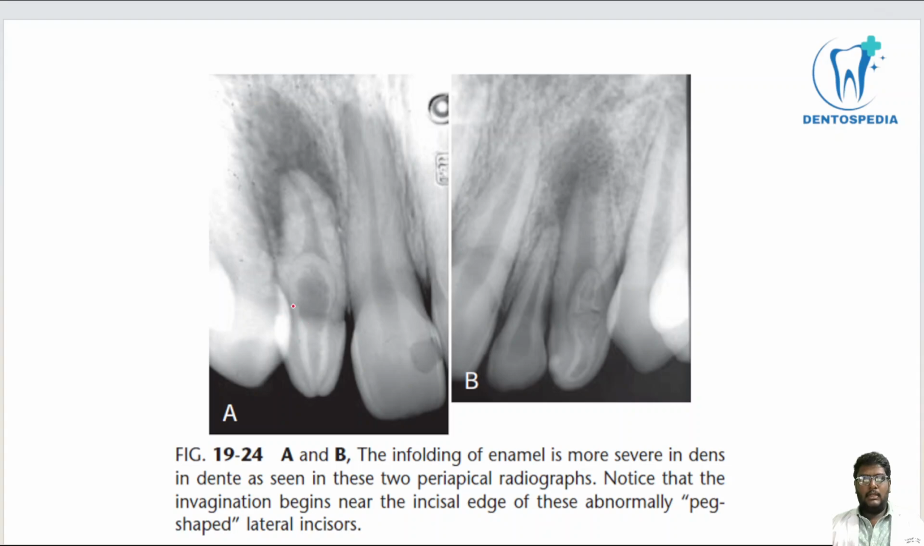And also you can see inverted pear shaped appearance in the peg laterals.